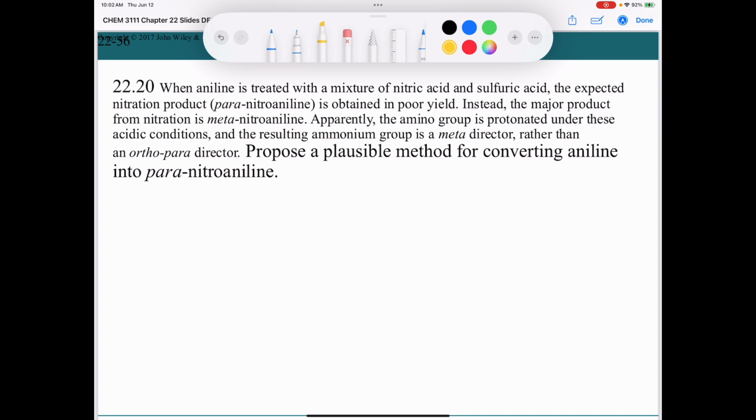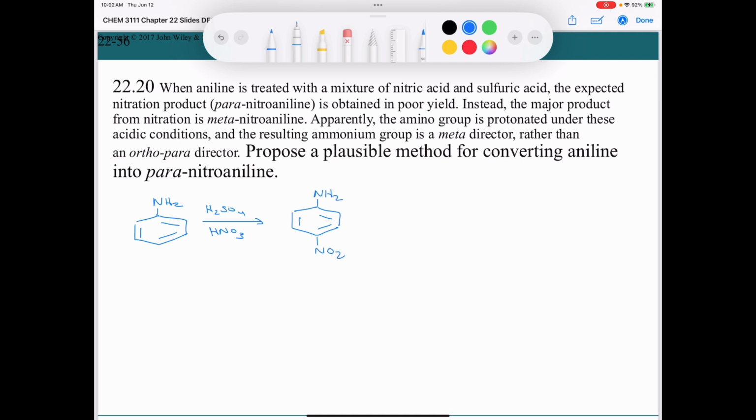Okay, kind of a long question here, but it gives us some information. It says when aniline is treated with a mixture of nitric acid and sulfuric acid. So if we take aniline, and we should memorize the structure of aniline, and we treat it with a mixture of sulfuric acid and nitric acid, those are the conditions for nitration, and the nitrogen is an ortho-para director. So what you might expect is that you would make para-nitroaniline.